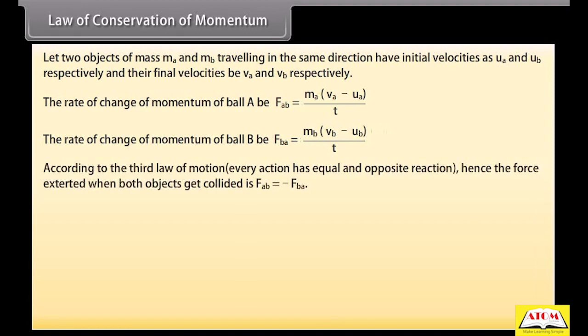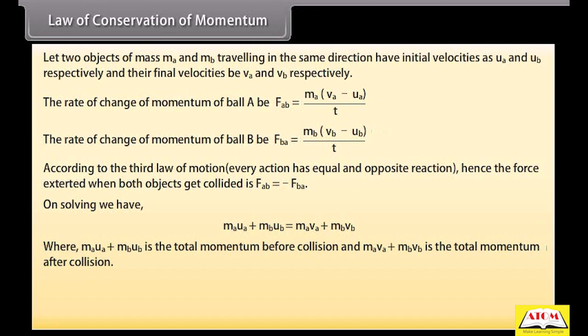According to the third law of motion, every action has equal and opposite reaction. Hence, the force exerted when both objects collide is FAB is equal to minus FBA. On solving, we have mAuA plus mBuB is equal to mAvA plus mBvB, where mAuA plus mBuB is the total momentum before collision and mAvA plus mBvB is the total momentum after collision.